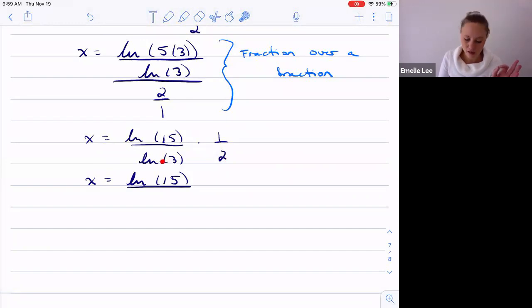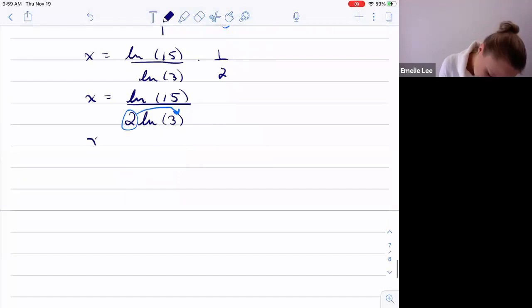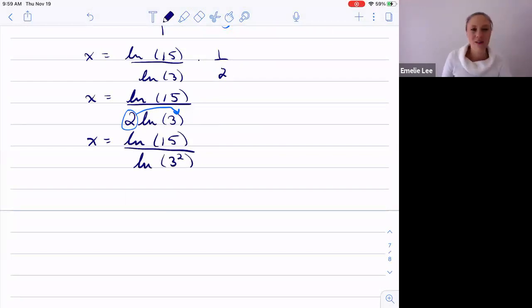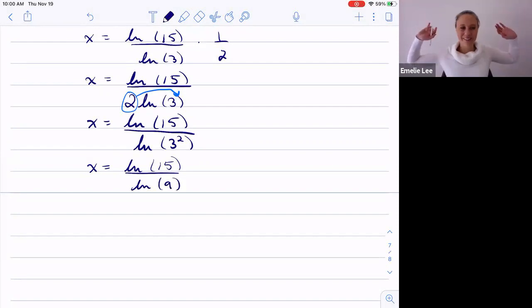by the power laws vested in me. I can write this as 2 log of 3 just so we can see it, right? But then I can also bring this on top. So x is going to be the ln of 15 divided by the ln of 3 to the power of 2, which we can simplify. The ln of 15 divided by the ln of 9. And now we're done. Okay, there's nothing that we can do here.